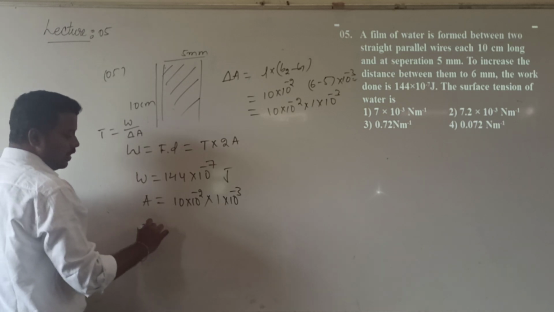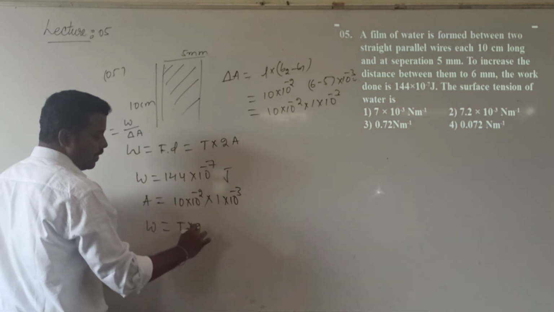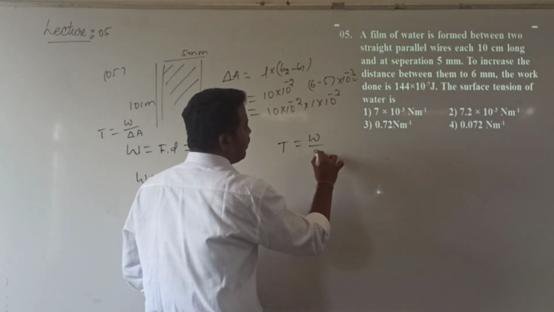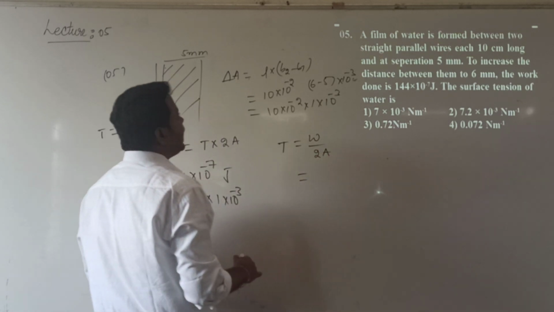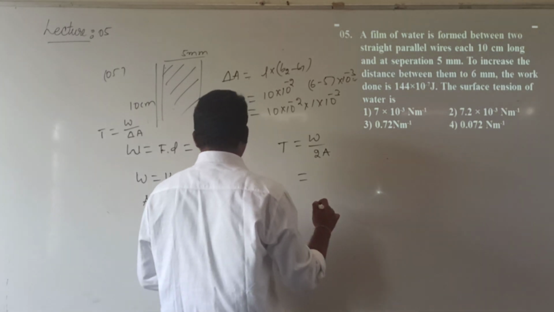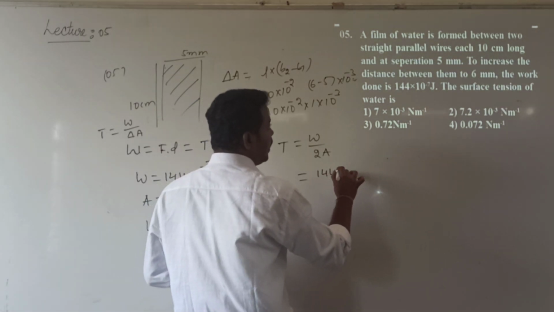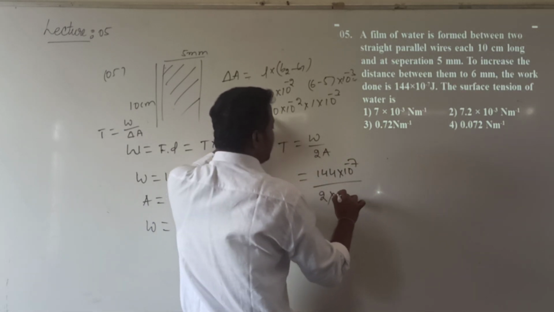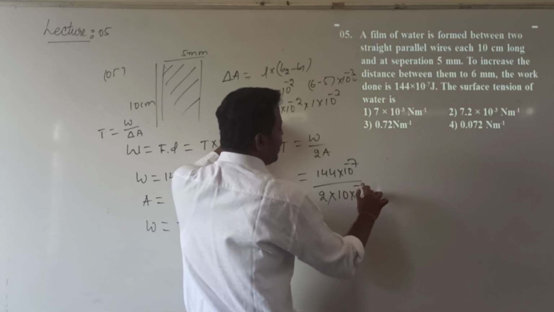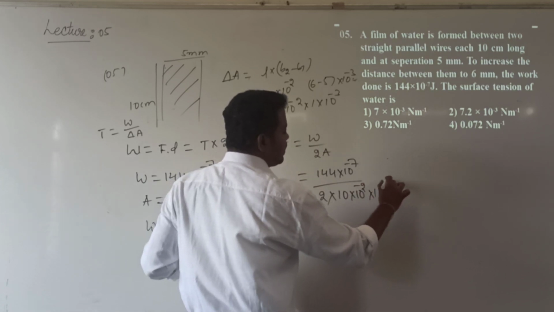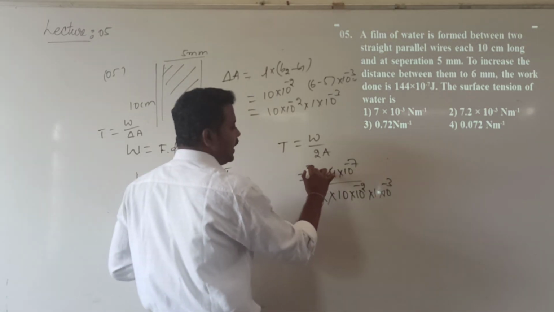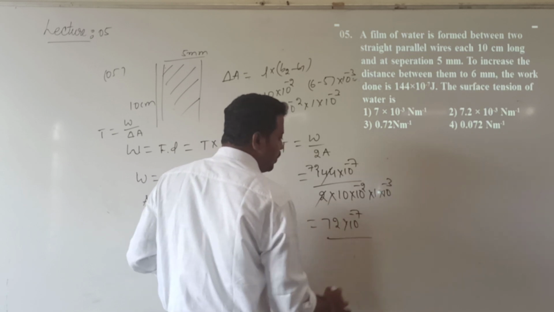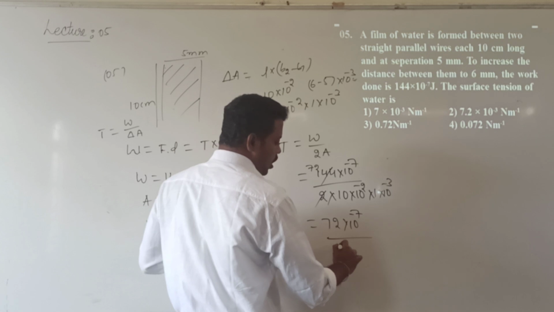Now what do we want to calculate? W is equal to T into 2A, and they are asking us to calculate T. T is equal to W divided by 2 into A, where A is the change in area. So T is 144 × 10^-7 divided by 2 into the area value, 10 × 10^-2 × 1 × 10^-3. Two ones are two, and two 72s are 144, so we get 72 × 10^-7 divided by the denominator.